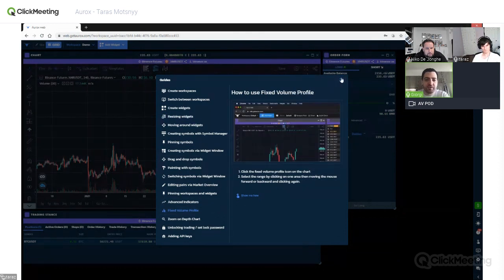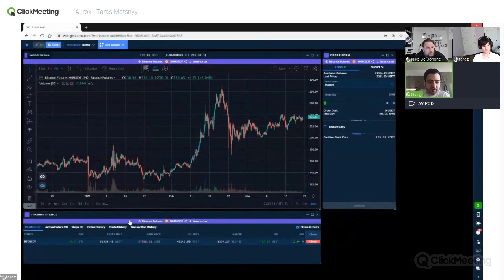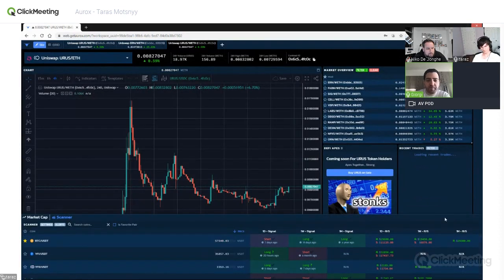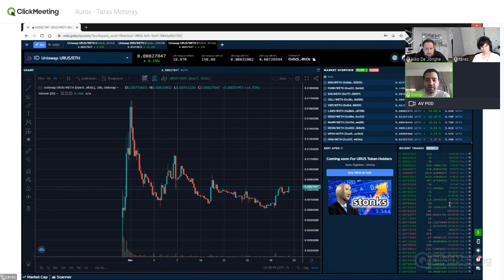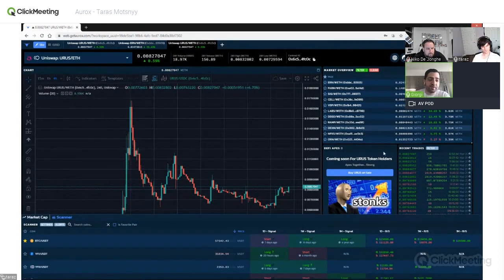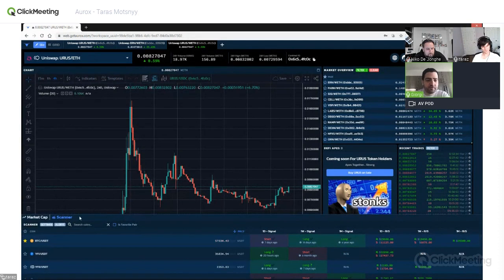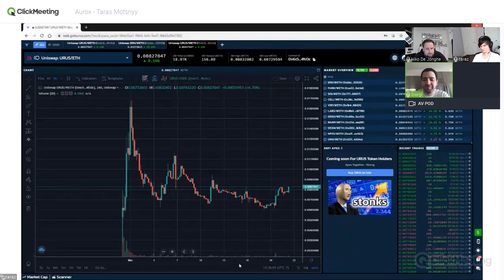If you click out of the scanner, or actually, Taras, can you click on this? Yeah. If you click on the scanner, it'll pop up, and then if you click anywhere else, there you go, it'll drop down. Or if you click on the scanner again, it'll pop it back down. Or I guess it doesn't, but you just have to click anywhere else, and it'll pop back down.